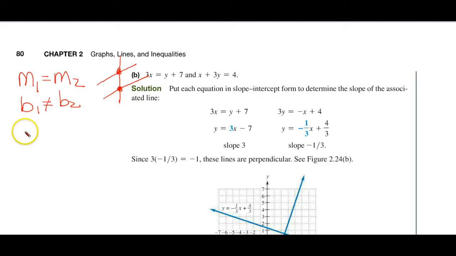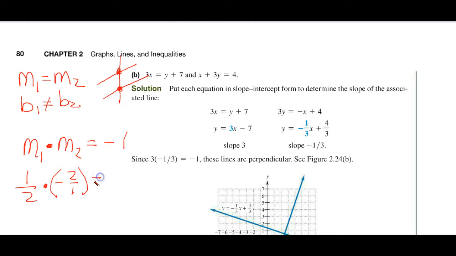Now, we also have that if you take the slope of one and multiply it by the slope of the other, and the product of the slopes is a negative one, such as 1/2 times a negative 2/1, which gives you a negative 1, then these lines are perpendicular to each other.